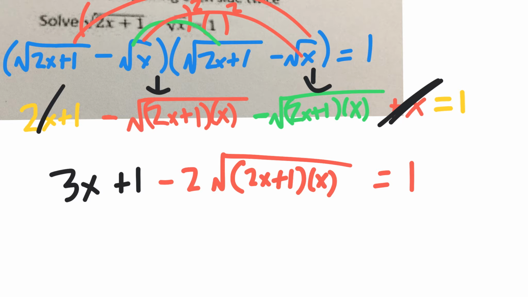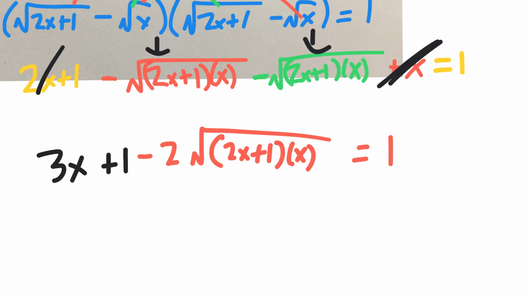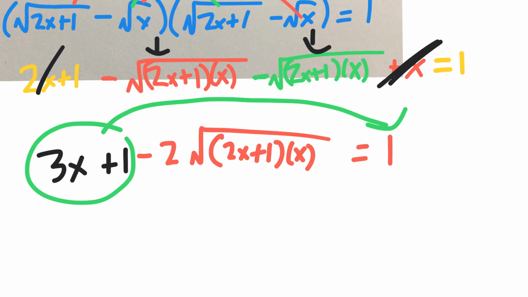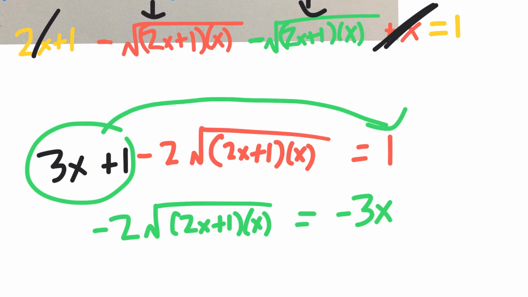Okay, so I'm closer to having this solved, because now instead of 2 radicals, I just have 1 radical. So I need to square this again. But before I square the radical this time, I want to isolate the radical. Let's move everything that's not part of the radical over. So 3x plus 1, I'm going to move over here. That leaves me with negative 2 square root of 2x plus 1 times x equals negative 3x. I move the 1 over, it becomes negative, so I've got a 1 minus a 1, which is 0. So no need to write that.